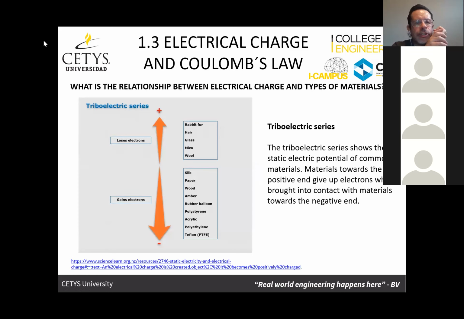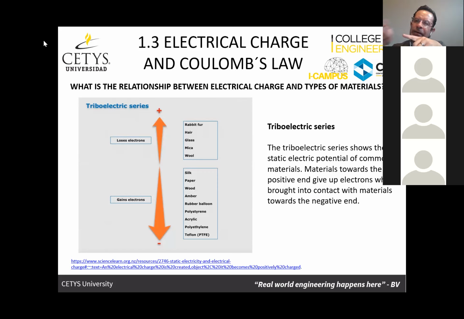I was on mute. Something that's very important here, and this is important from now on, is that since electrical charge is a property of matter, electrical charge and electromagnetic phenomena and other physical phenomena are going to depend on the materials and interactions with materials. So there are going to be certain materials that lose electrons.